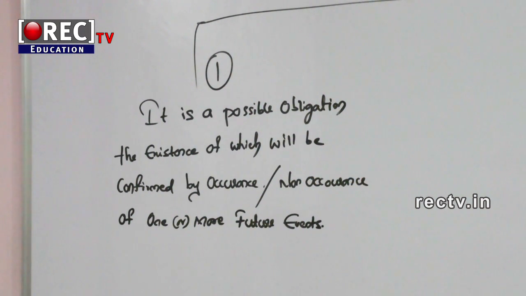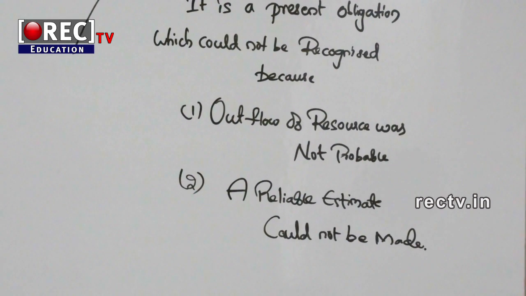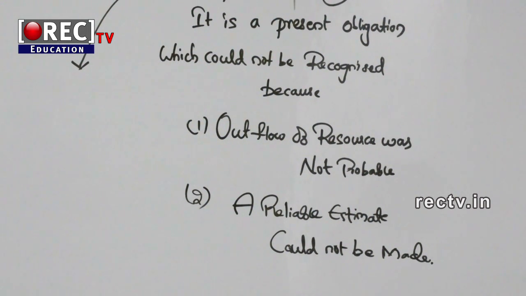So there is evidence available on the date of the balance sheet. Here it is a possible obligation, the existence of which will be confirmed by the occurrence or non-occurrence of one or more future events. So we have no clarity on whether a liability will arise or not, because there is a less than 50% chance of the occurrence or non-occurrence of such a future event. For that reason you treat it as a contingent liability. Second, it is a present obligation which could not be recognized because an outflow of resources was not probable, and a reliable estimate could not be made.